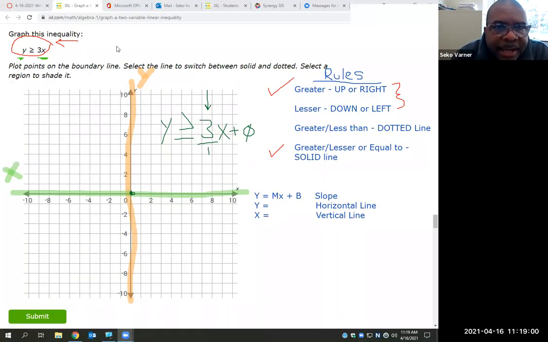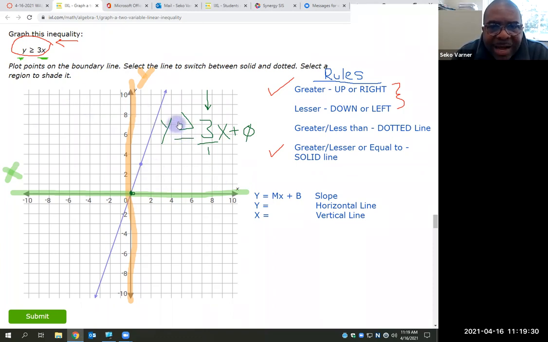Now we're going to do it the IXL way. So we're going to go to our y-intercept, which is 0. I'll put my first point at 0, and then it says I go up 3, 1, 2, 3, over 1. So I'll put my second point there. Now, I look at the inequality, and it has an equal sign, so that's greater than or equal to. Greater than or equal to has a solid line. Good, I'm good with a solid line.